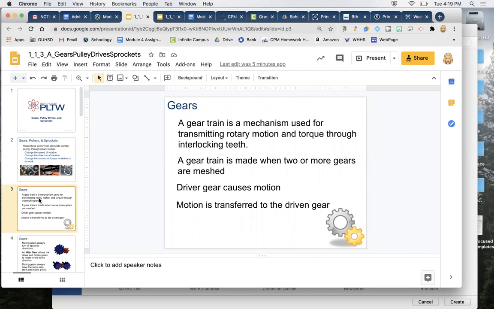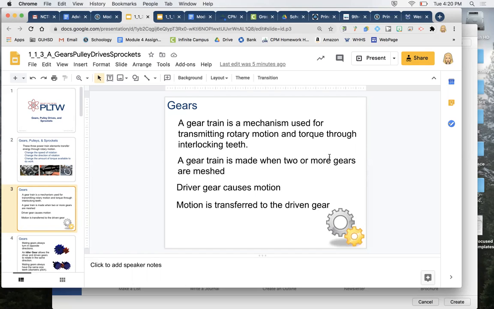Okay, so a gear train is a mechanism used for transmitting rotary motion and torque through interlocking teeth. So gears look like this. We're going to have small gears, we're going to have big gears. In fact, you are going to see these on your simple machines if you haven't already. This week we're going to be measuring the simple machine builds in class. We're going to be measuring some of the different torque and speeds related to your gear trains.